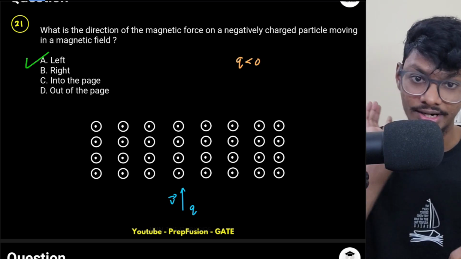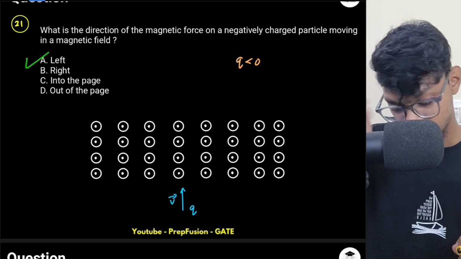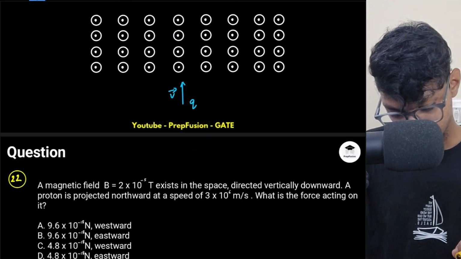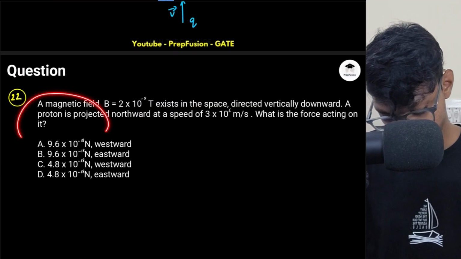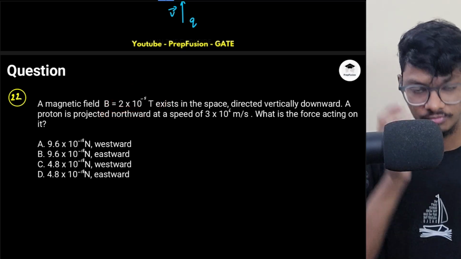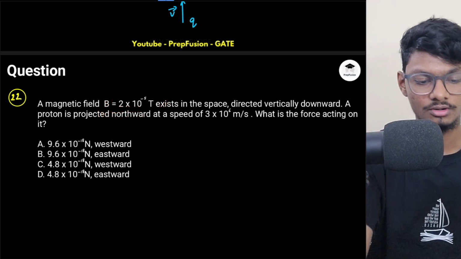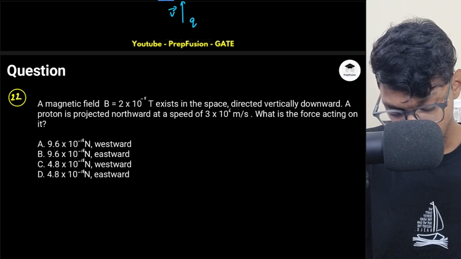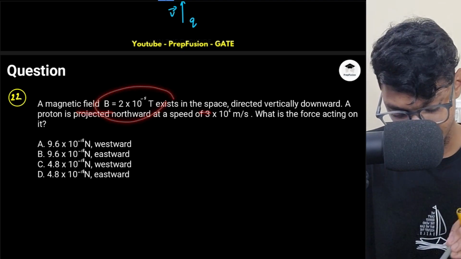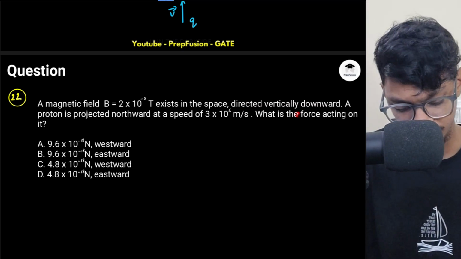Okay. So I hope you understood this point, how I am doing the V cross B. So let's do this again. In this question, the magnetic field B is uniform. This is only valid for a uniform magnetic field. For a non-uniform magnetic field, there are other things. For now, we will study uniform magnetic fields. A magnetic field exists in the space directed vertically downwards, towards the earth.